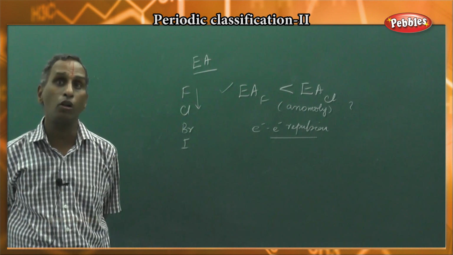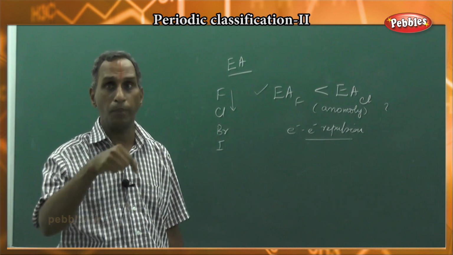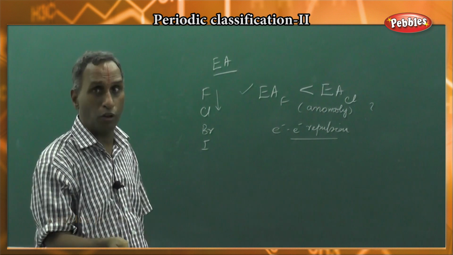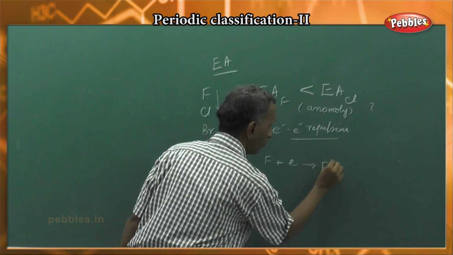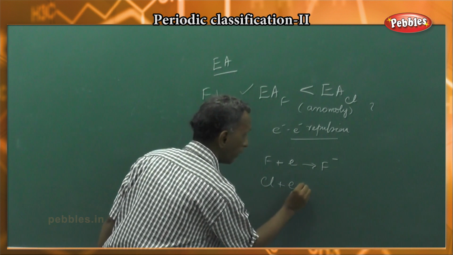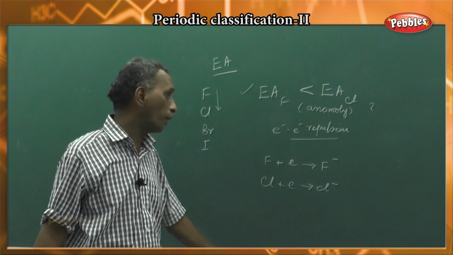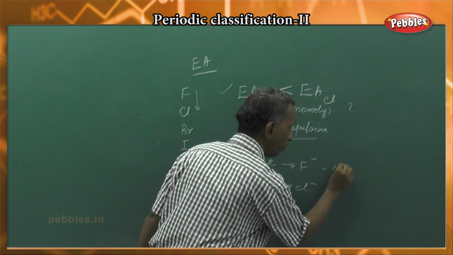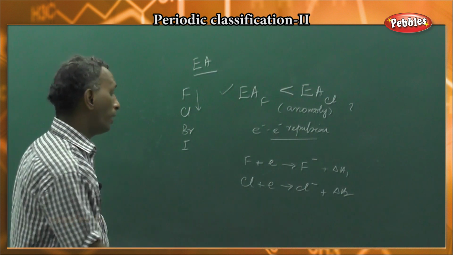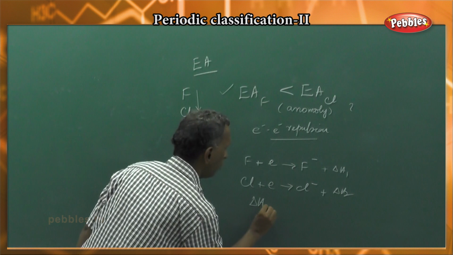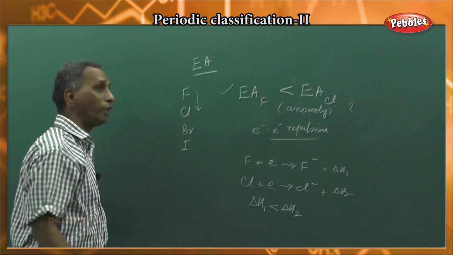You have seen that electron affinity is the energy released when one electron is added to the neutral atom, causing the formation of a negative ion. So to fluorine one electron is added to form fluoride anion. To chlorine one electron is added, forming chloride anion. So some energy is released in both cases. That is called electron affinity. But the electron affinity of fluorine is less than that of chlorine, which is against the general trend.